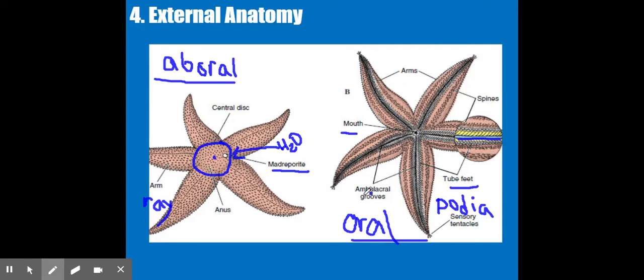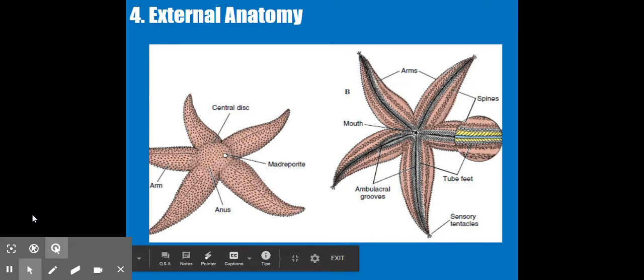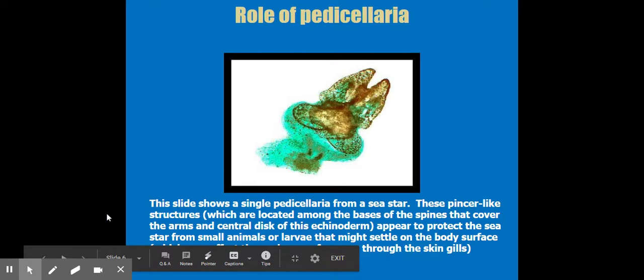Ambulacral groove, you can think of like kind of like a canyon. It's like a groove, a divot. This is where the tube feet are inside the ambulacral groove right here, and then protected with spines around them. At the end of arms, they have these structures that look like longer, skinnier tube feet right here. But these are actually sensory tentacles that typically sense light and dark. So helps them sense their environment. So that's generally the external anatomy of an echinoderm, specifically a sea star, but works for most species of echinoderms as well.